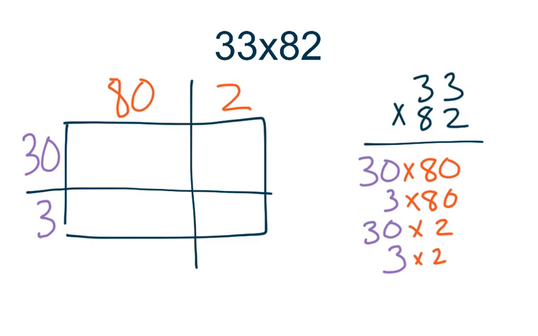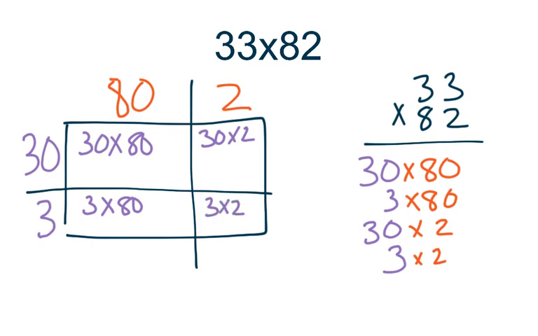I'm going to multiply each piece: 30 times 80. Then I'm going to multiply 3 times 80. 30 times 2. And 3 times 2. These are the same exact multiplication problems in both models. Okay? Next step would be to find your partial products. 30 times 80, cross those 2 zeros out, cross my 2 zeros out. 3 times 8 is 24, so I get 2,400, either method.